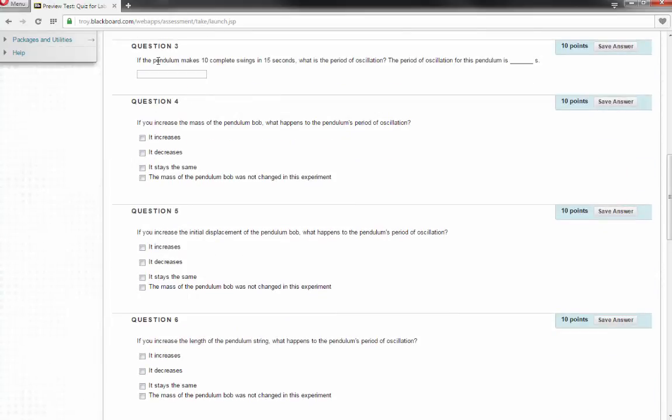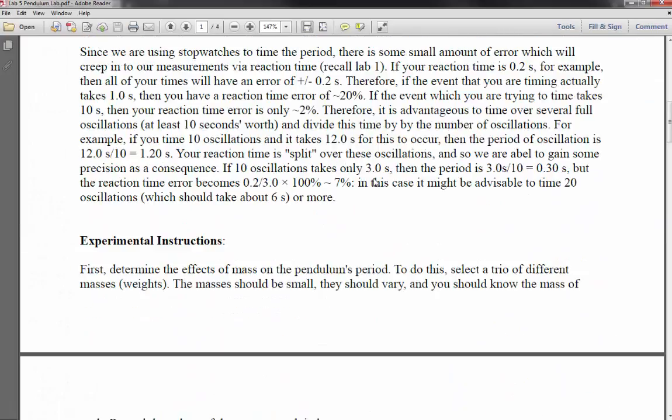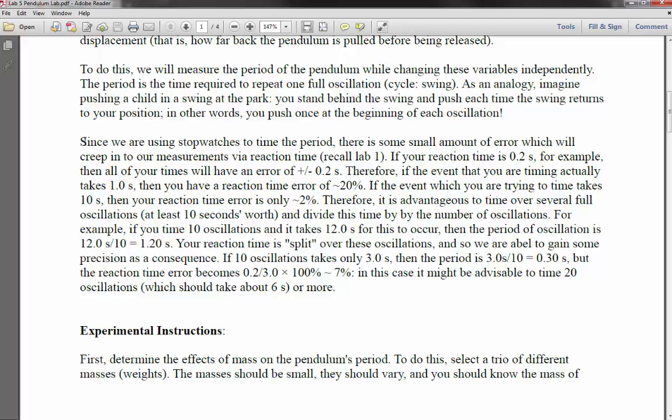If the pendulum makes 10 complete swings in 15 seconds, what is the period of oscillation? So what is the period of oscillation if it goes 10 swings in 15 seconds? Let's pull open the instructions again. And we got to go kind of back up here again. And in this summary, it basically says that you have some reaction time, and that's something you did in the first lab.